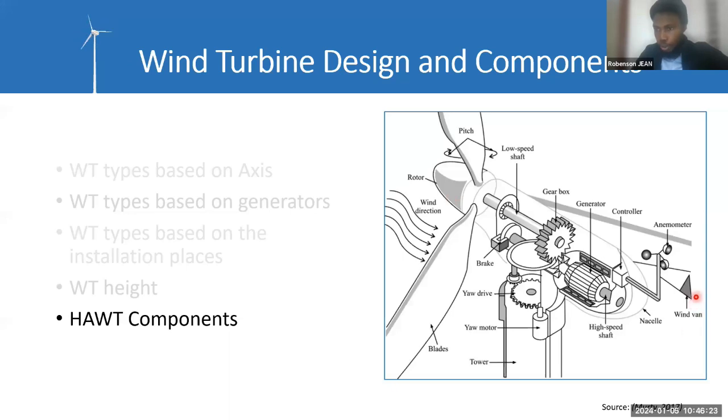And also we have the wind vane. The wind vane is equipment that helps us to detect the wind direction, so we can adjust the control with the yaw drive in order to always put the wind turbine in front of the headwind.